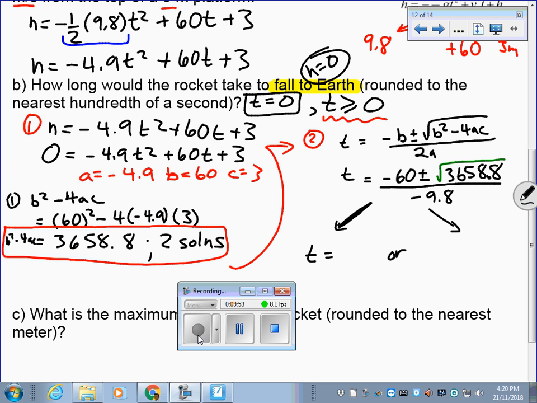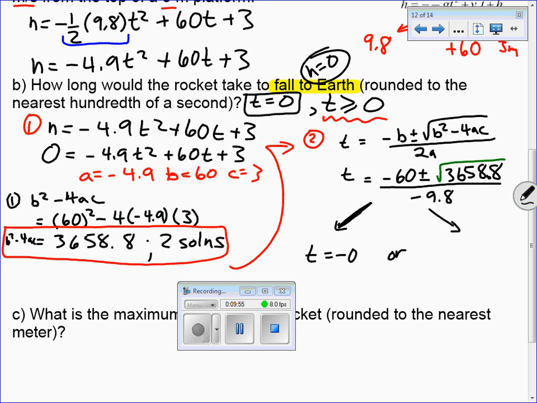And you end up with t is equal to negative 0.05 seconds or t is equal to 12.29 seconds. Now, remember that we started by saying h was equal to 0 here. So this means it hits the ground.